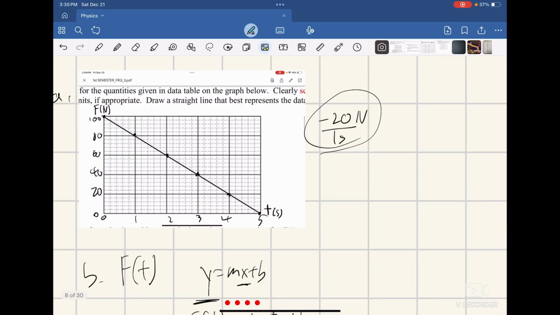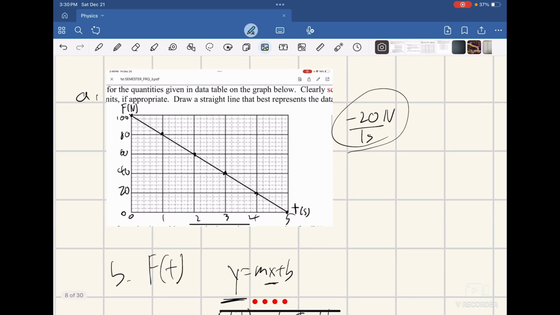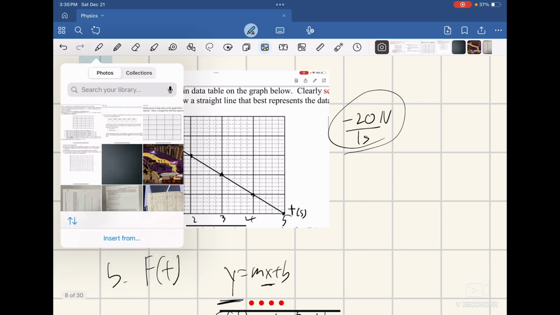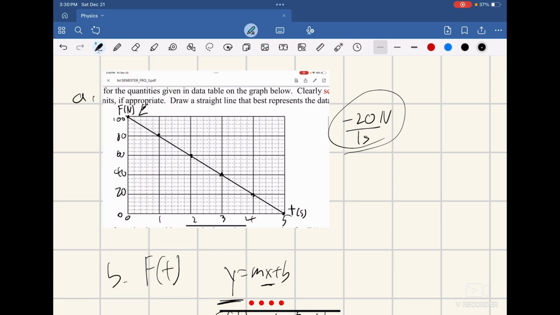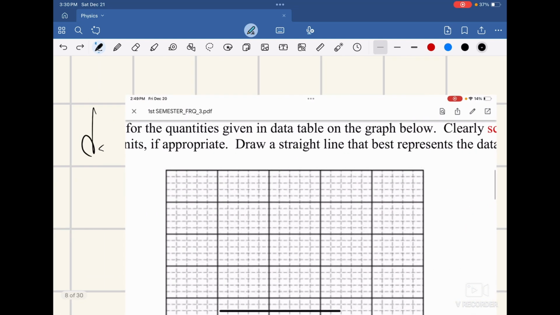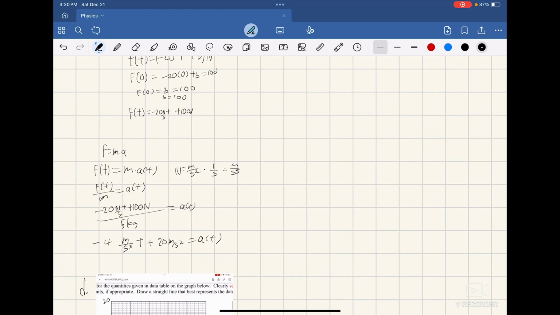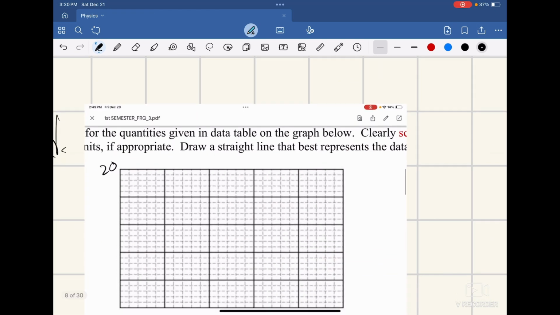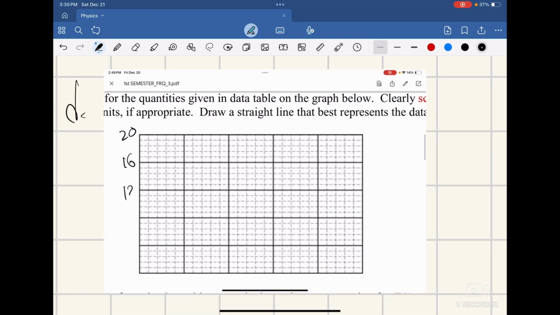One is to look at this graph and what we know about Fn right here: Fn is equal to A(t) times 5. So all we have to do to find the A(t) graph is divide all of these values by 5. 500 divided by 5 is 20, then 20, 16, 12, 8, 4, 0, and the time doesn't change.